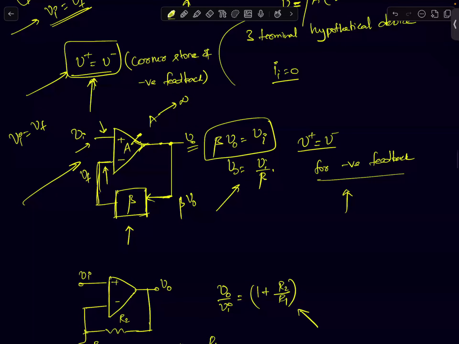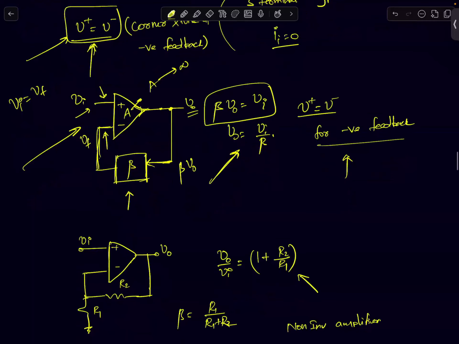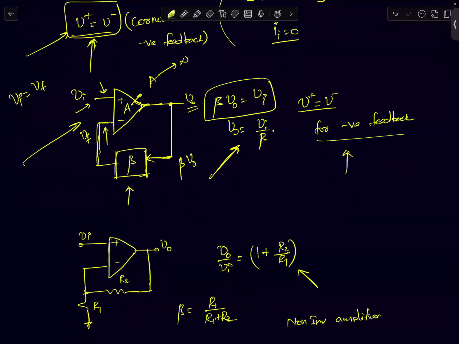Okay, so that's how you achieve gain using negative feedback. One of the simplest circuits is, how do I build beta? I just put a resistive network, R1, R2, instead of beta. Then your gain for this circuit is going to be simply 1 by beta. In this case, beta is simply R1 by R1 plus R2. So 1 by beta is simply 1 plus R2 by R1.